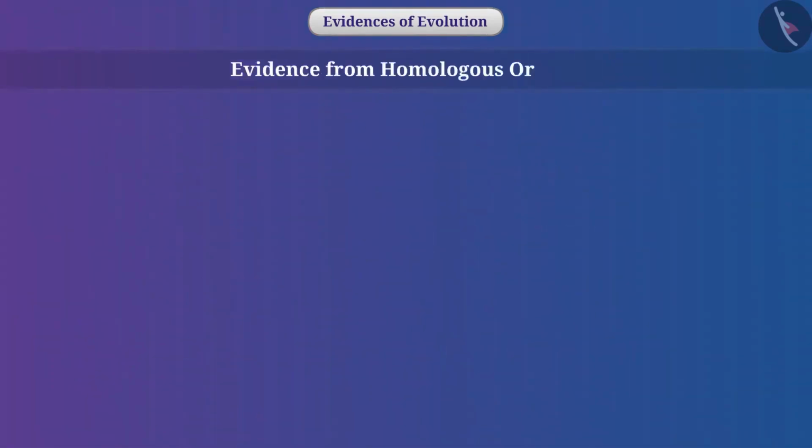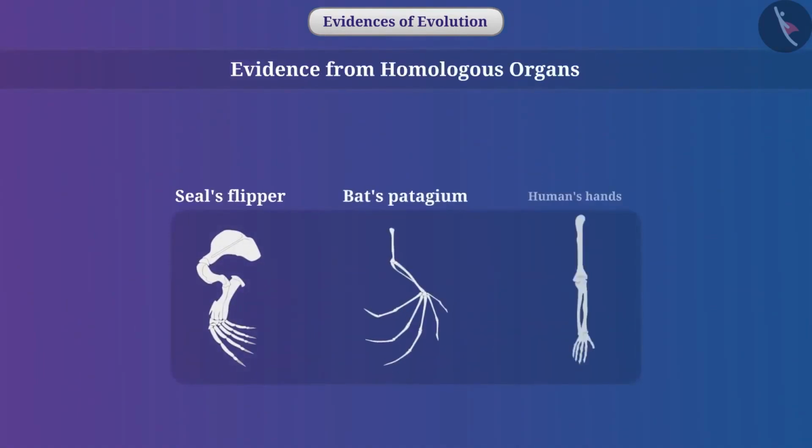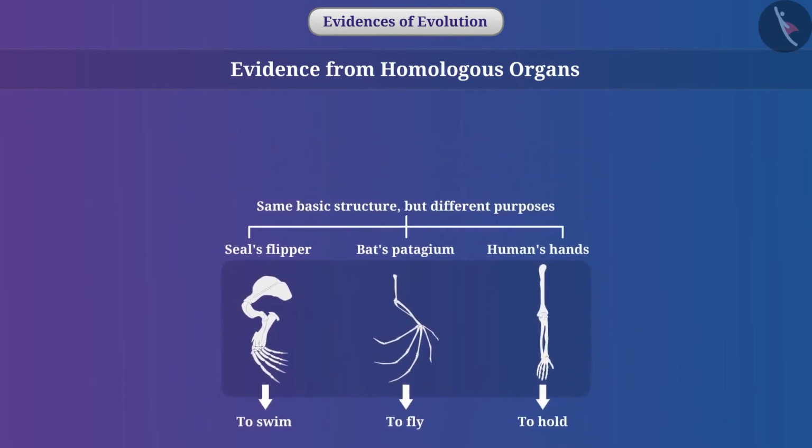Evidence from homologous organs. Seal's flipper, bat's patagium, and human hands all have the same basic structure, but they are used for different purposes. For example, patagium to fly, seal flippers to swim, and man's hand to hold. Such structures are called homologous structures. Homologous structures suggest the same ancestor. That is, these organisms must have evolved from the common ancestor.